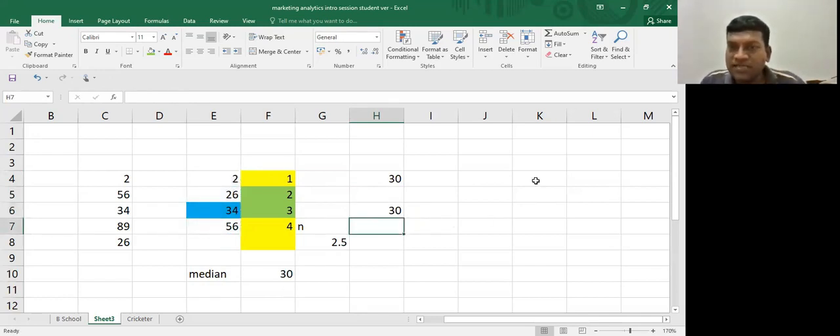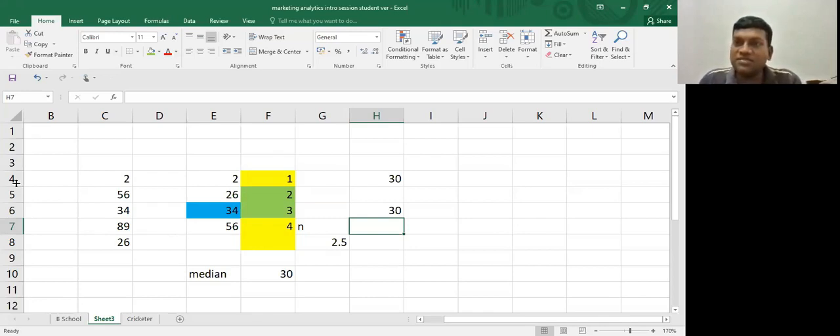Okay. So essentially, when you have odd numbers in the data set, your median will actually be a part of the data set. If you have 11 numbers, then you will find that the median value will be part of the data set. If you have an even number, then your median will not be part of the data set.